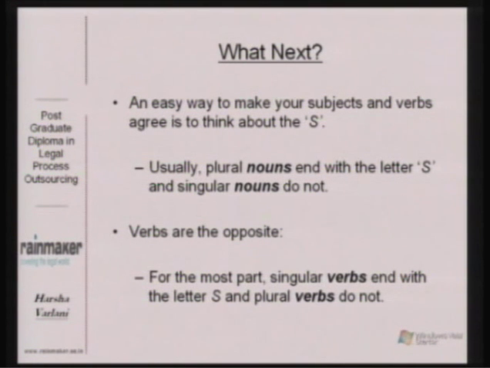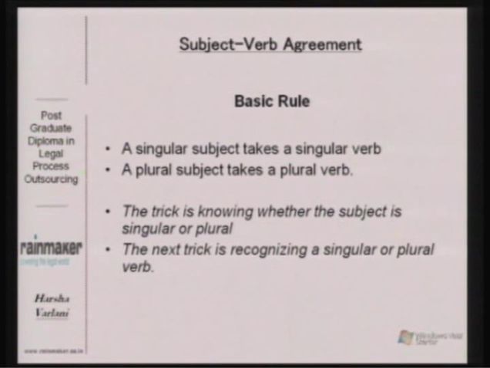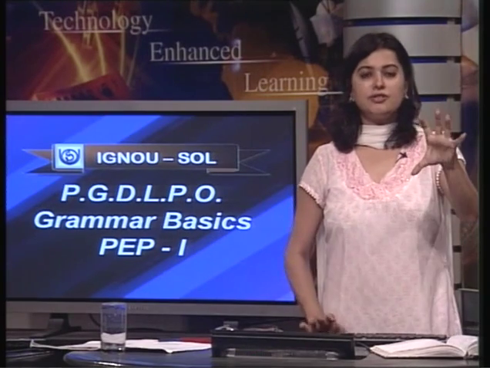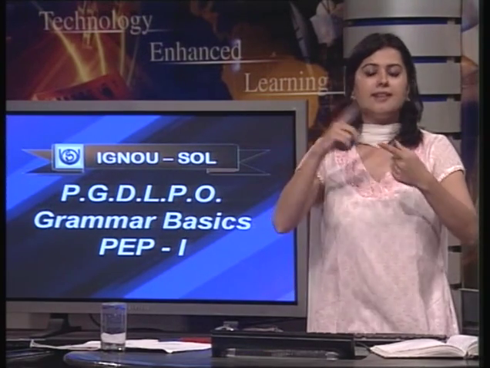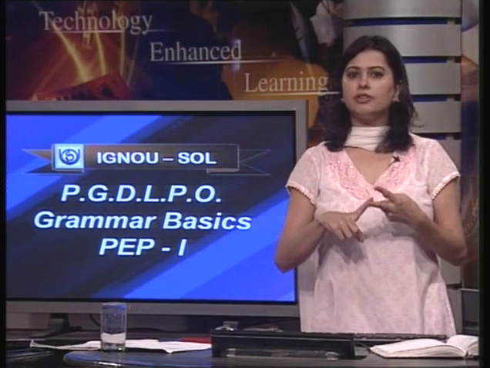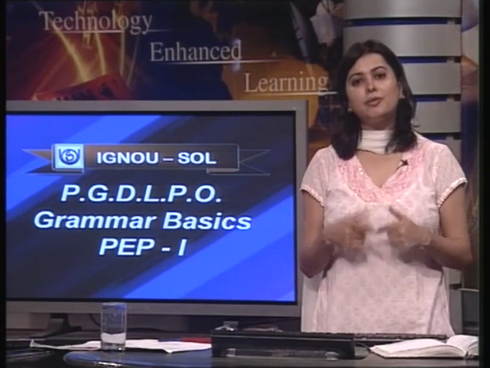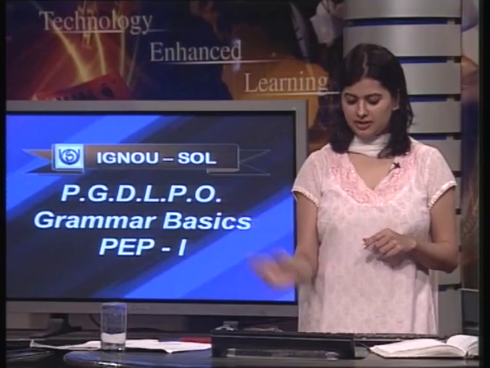Let's see how. The basic rule when it comes to subject-verb agreement: a singular subject takes a singular verb, a plural subject takes a plural verb. The trick is knowing whether the subject is singular or plural. That is what will define whether your verb is singular or plural. The next trick is recognizing a singular or a plural verb. First you figure out which is your verb and which is your subject, then you figure out whether your subject is singular or plural, then whether your verb is singular or plural. That is how you will be able to get your subject and verb to agree with each other.